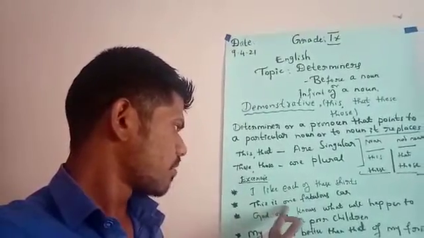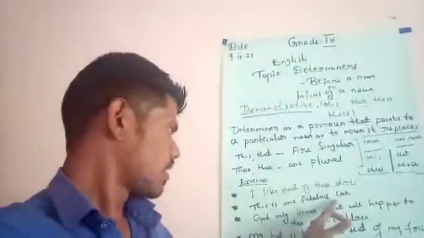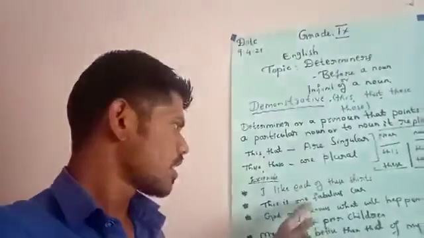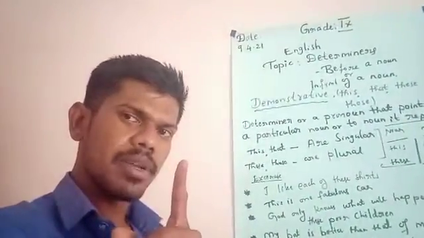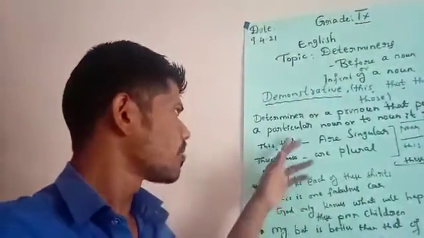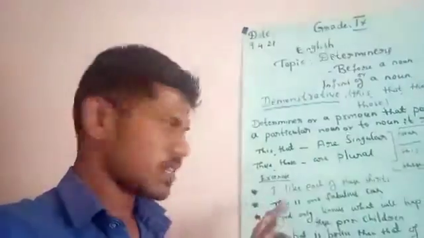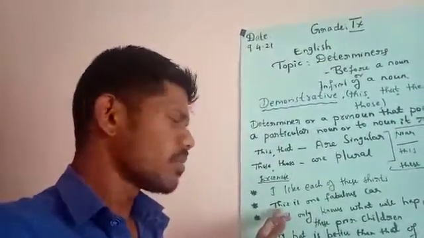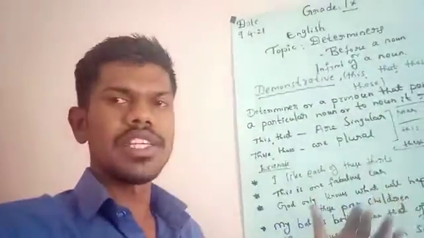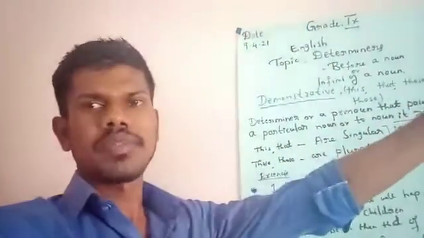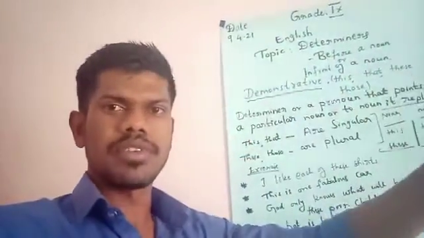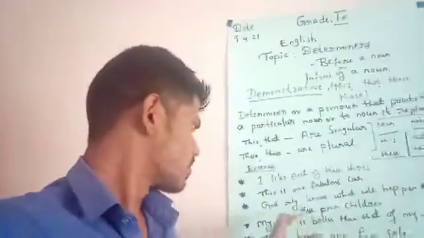This is one fabulous car. Here I am talking about only one car. That means I am talking about a singular noun. So I should not use a plural demonstrative. Instead I have to use the singular this. And I am talking about the car which is near to me. It is not far. If it is far, then I can say that car. That car is a fabulous car, which is a little bit far away from us. So that you can use.